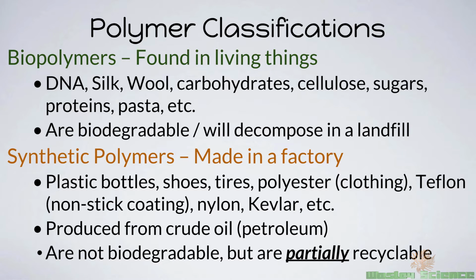The first one are biopolymers. So these are found in living things like you and me. We have DNA, we have carbohydrates. All right, there are actually natural polymers inside of us. Silk from spiders is also a polymer. Wool from sheep, those are polymers. Cellulose, which is found inside of plants, sugars, proteins, pasta, these are all biopolymers. And the big thing about these is that they are biodegradable.